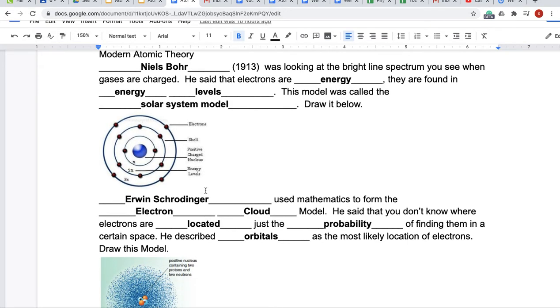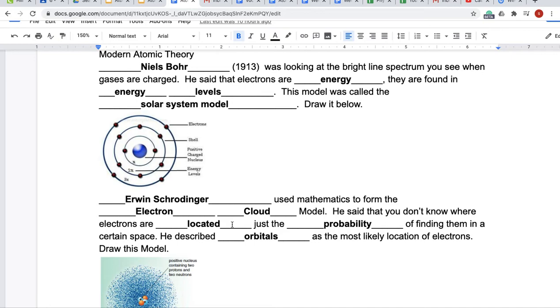Okay, so we're almost to the end here, but there's one more guy that came about, and his name was Erwin Schrödinger, and he actually used mathematics to form what is now the newest model, I guess you could say, although I shouldn't say newest because there's always some developments, but he had what was called the electron cloud model. And so what he said is the electrons don't necessarily follow these perfect orbits on these perfect energy levels. They actually move around and aren't necessarily always located in the same space.